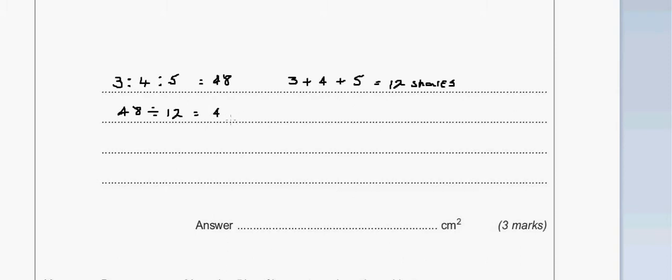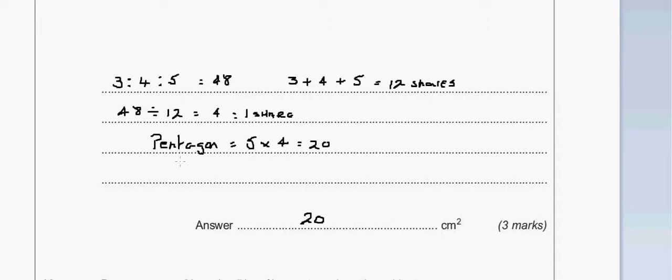Okay, so we can say 4 equals, if you want to, 1 share. Now they want to know what's the area of the pentagon. So the pentagon has 5 sides, so this would be 5 multiplied by 1 share, which is 4, so this equals 20. So our answer would be 20 centimetres squared. They put centimetres squared in there.